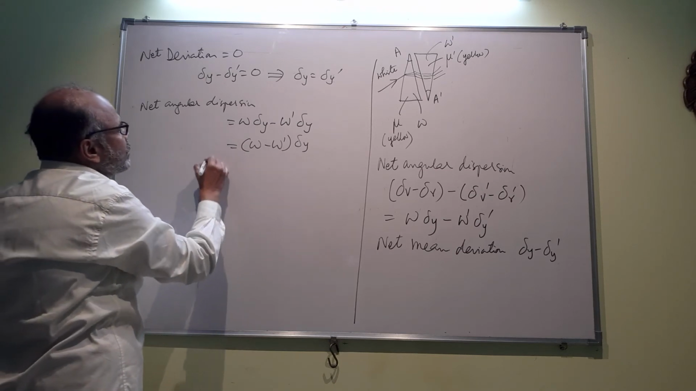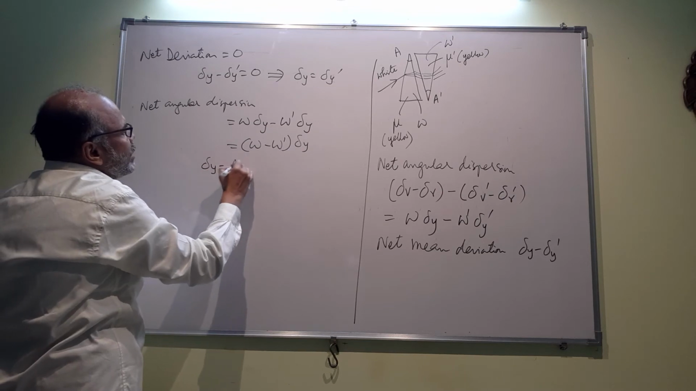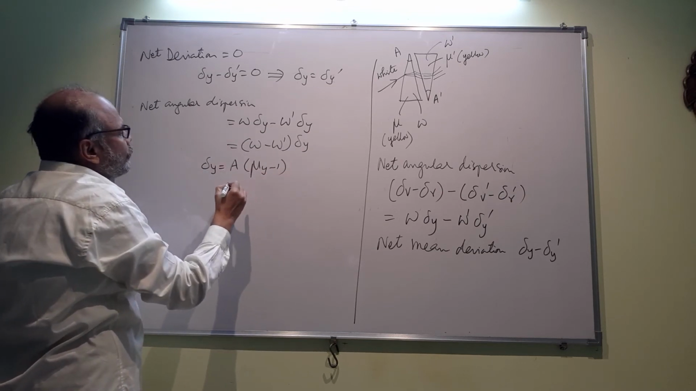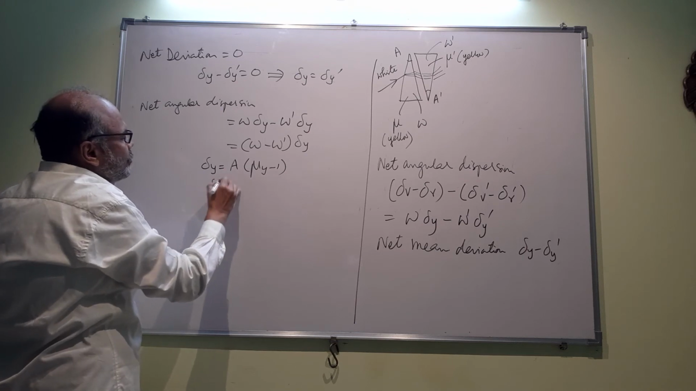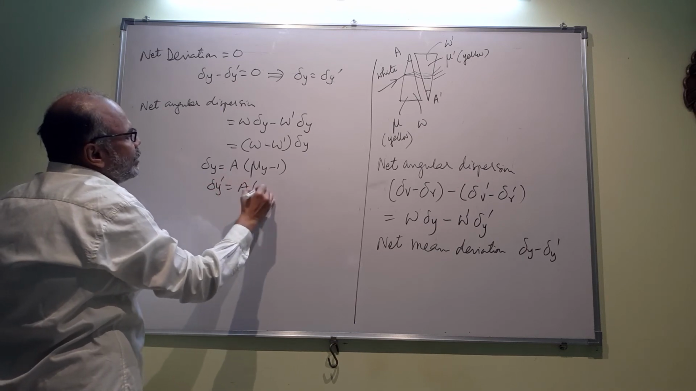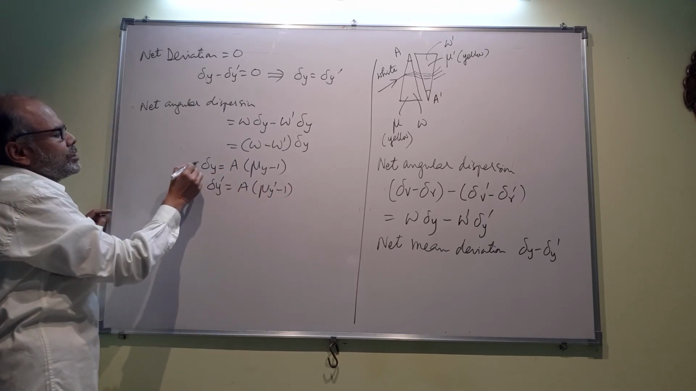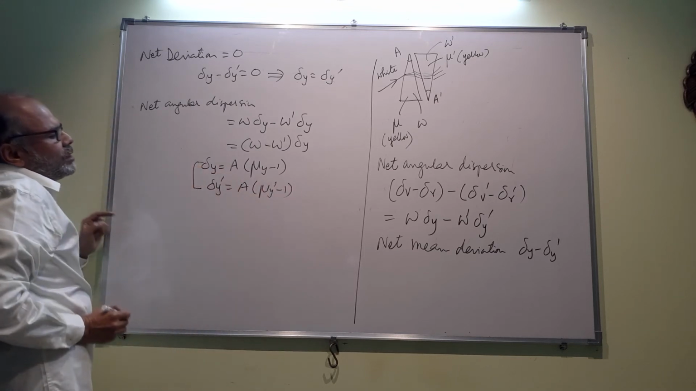Where we can say del y is a into mu y minus 1, and of course del y dash is nothing but a into mu y dash minus 1. Both these will be equal since del y and del y dash are equal.